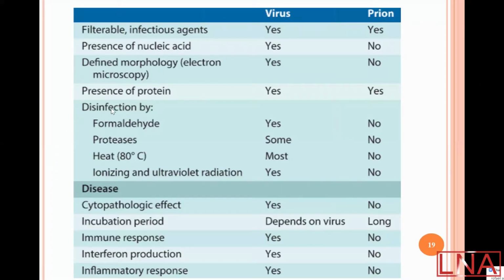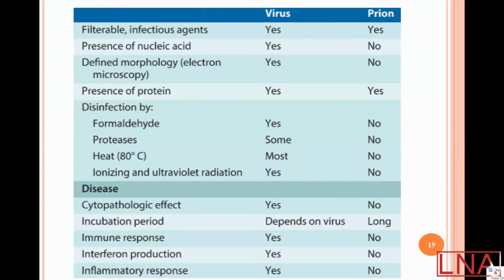Look here on this part. It can be disinfected by formaldehydes. Viruses could be disinfected, but prions not. For some viruses, protease enzymes work, so some viruses can be killed by protease enzymes, but prions not. Heat up to 80 degrees, so we suggest mild boiling, will kill most of the viruses, not all, but most of them, but not kill prions at all. Ionizing and ultraviolet radiation also can kill viruses, very effective, but prions not affected.